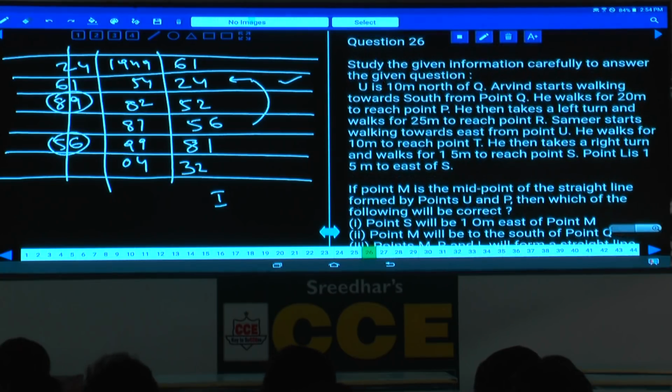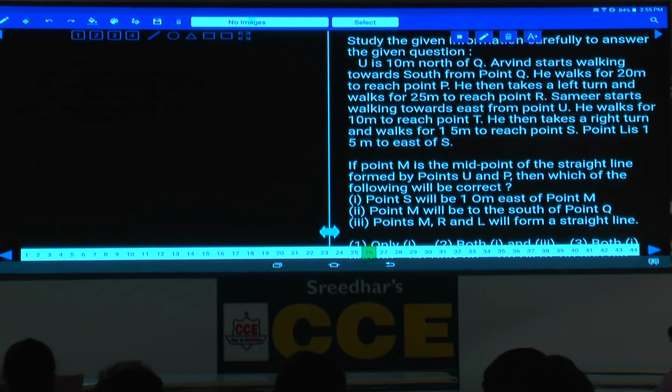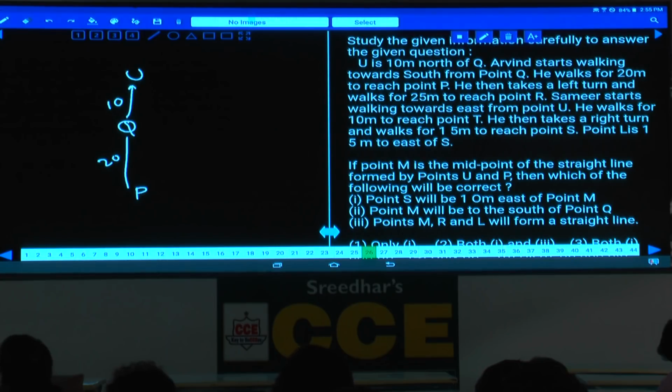Now question numbers 26 to 28. U is 10 meters to the north of Q. Arvind starts walking towards south from point Q. He walks 20 meters to reach point P. Then afterwards he takes a left turn and walks for 25 meters, left hand side, to reach point R.